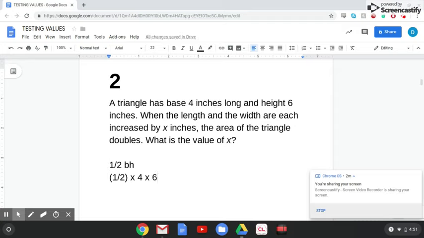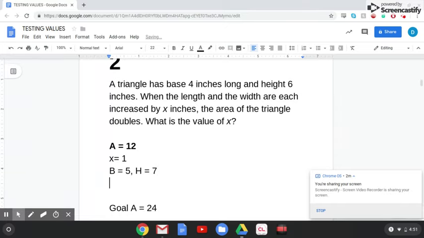You want to put all that in your calculator. That's going to get you an area of 12. And so we're looking for something that is going to double that. So we're trying to get a goal area of 24. So let's just say x is equal to 1, right? It's saying the length and the width are each increased by x inches. So that would mean that our new base is 5, b equals 5, and our new height, it was originally 6, so now it's 7.